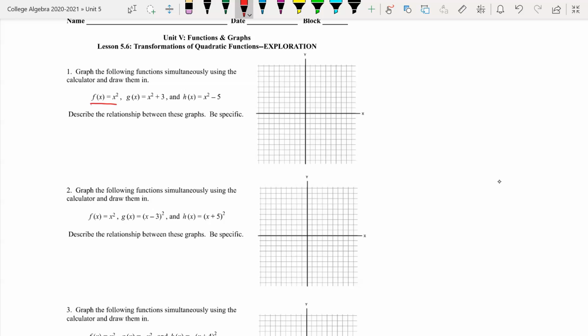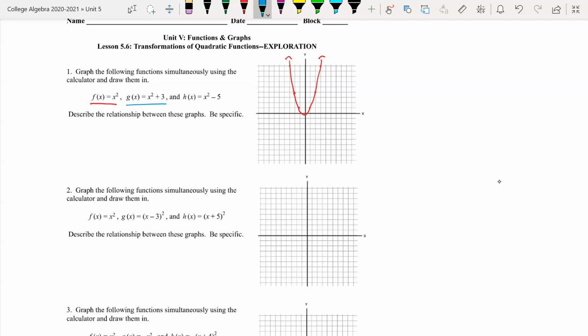So f of x equals x squared. Well, that function, if you graph it on Desmos, you get these coordinates right here. So again, x squared, quadratic functions make a parabola. So that's the first one.